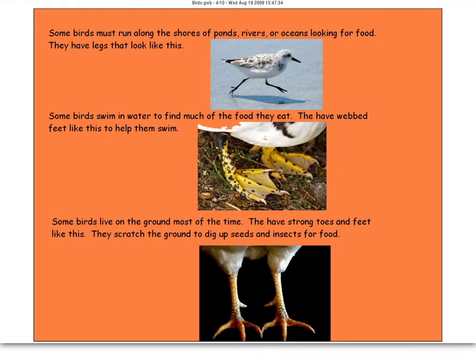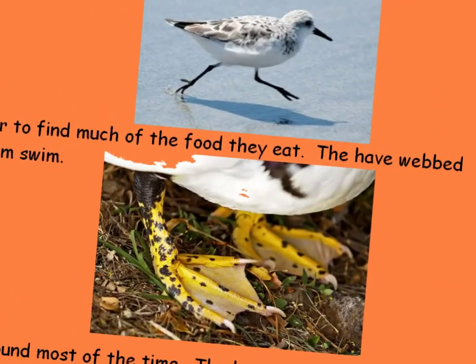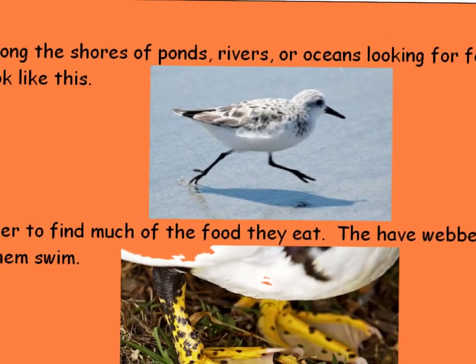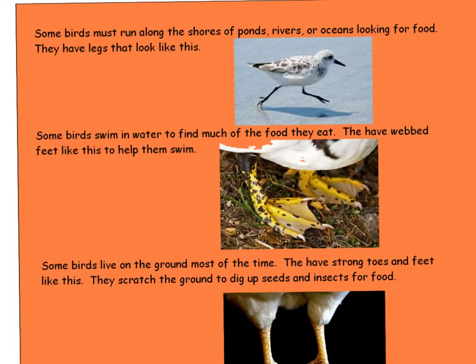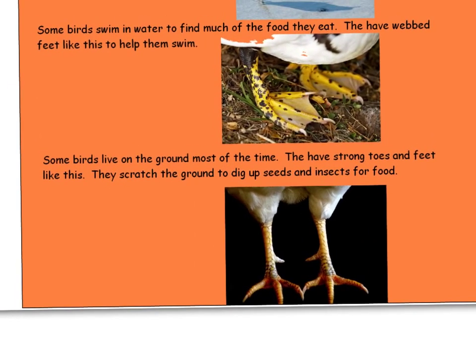Some birds have to run along the shores of ponds or oceans, rivers, whatever. They're looking for food. This is what their legs look like. Some birds have to swim, and they have webbed feet, much like this duck here. And then some birds live on the ground. They have to have strong toes. They scratch up and dig for seeds and insects, as you can see here with this chicken.